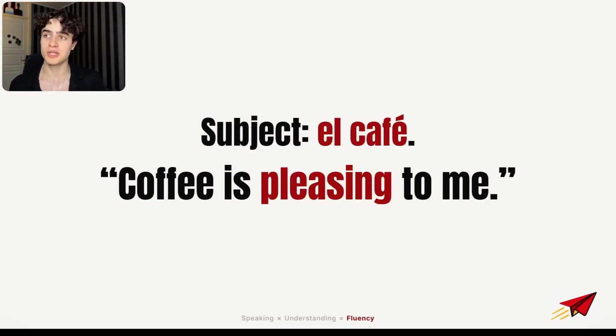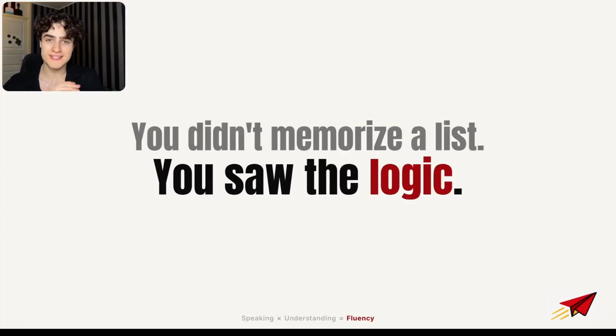And so if you want to say you like the car, you would say the car is pleasing to me. He likes the car, then you have to say that the car is pleasing to him. And so for this, you don't have to memorize a list of different examples. You just have to find one example.